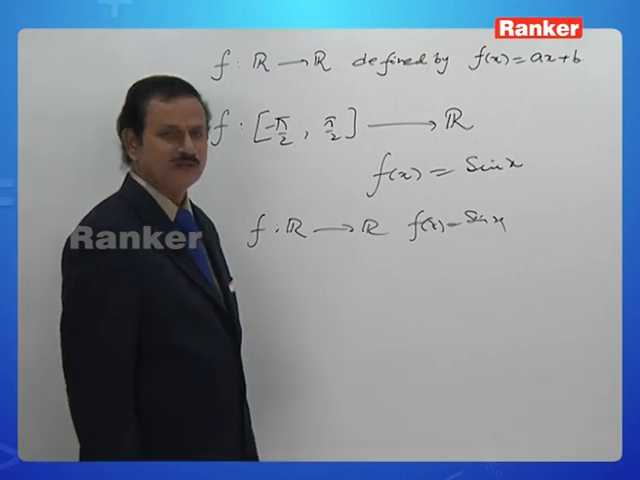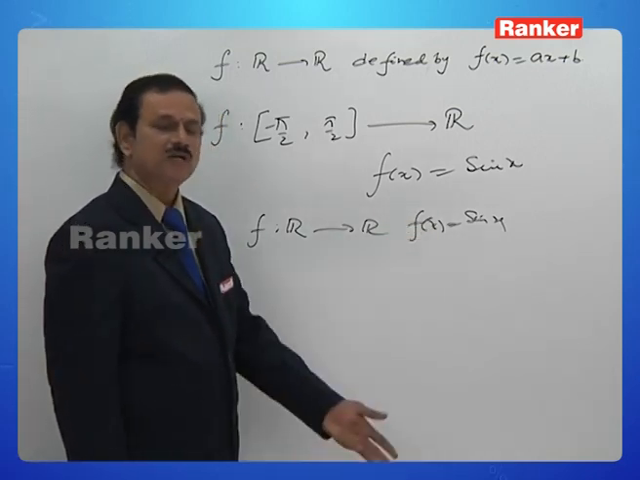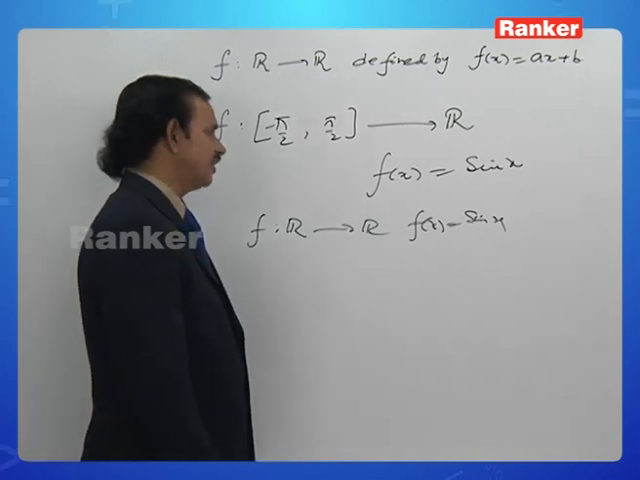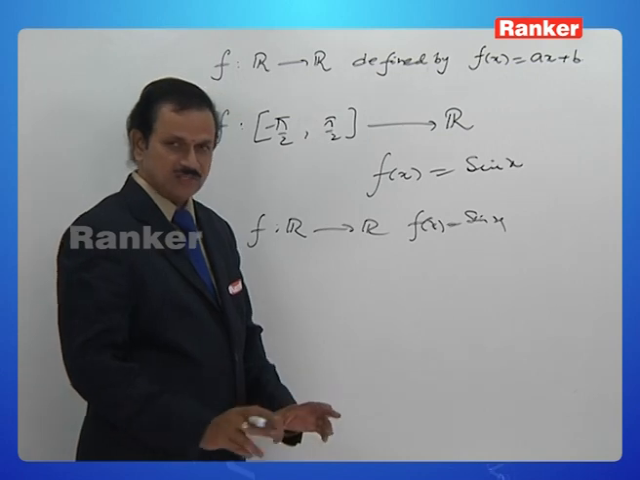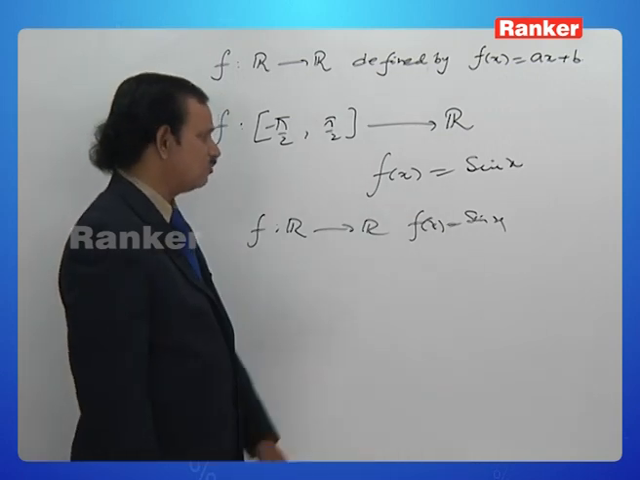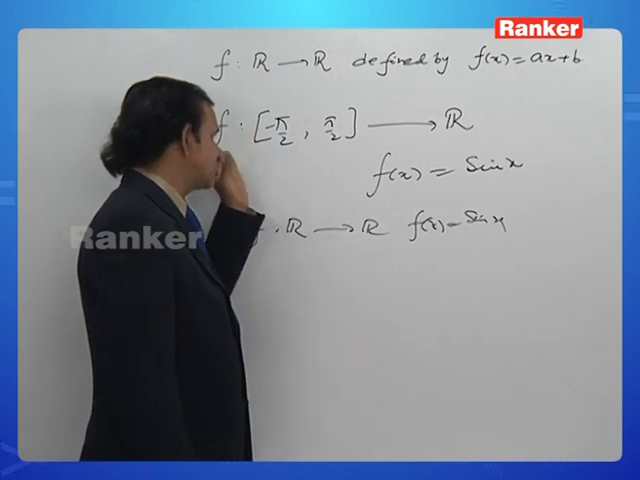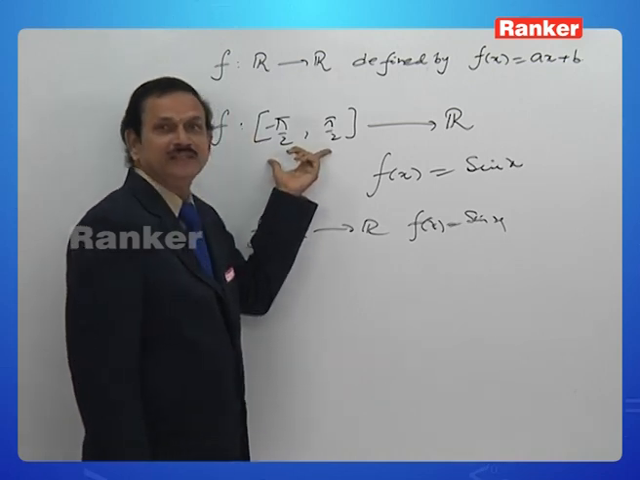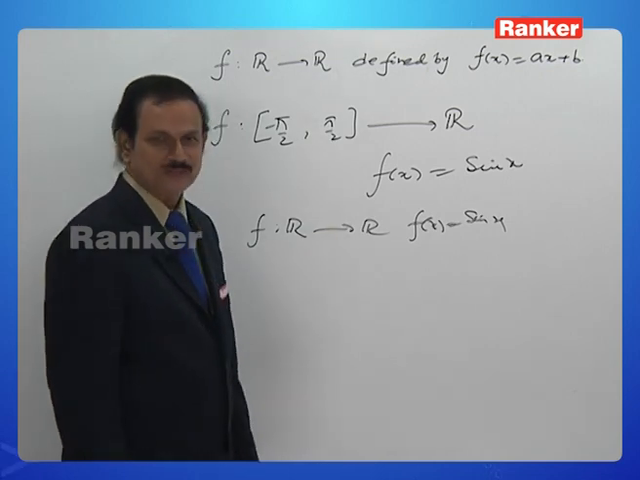What is f of pi by 6? Sin pi by 6: half. What is f of 150 degrees? Half. So two elements are having the same image. It is not 1-1. But in this case, we have restricted the function to have this particular domain. Here it is 1-1. Here it is not 1-1.